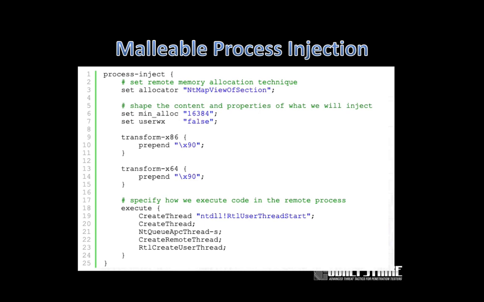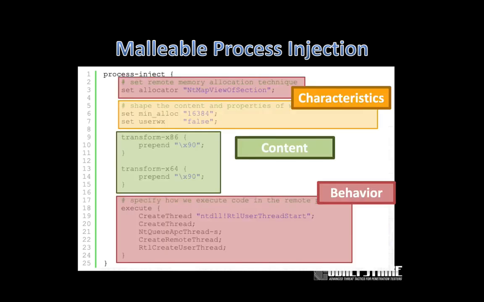Well, Cobalt Strike gives you control over how it does process injection via your Malleable C2 profile. That is the process inject block. Here's what it looks like. The process inject block can shape the characteristics, behavior, and content when Beacon does process injection. For example, the allocator option allows you to choose between VirtualAllocEx or NtMapViewOfSection to allocate data in and copy data to a remote process.